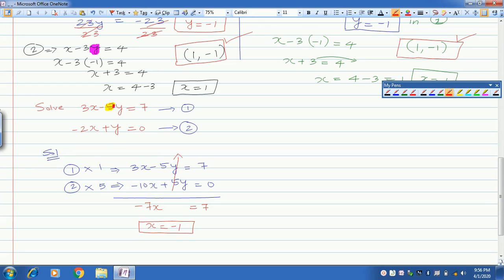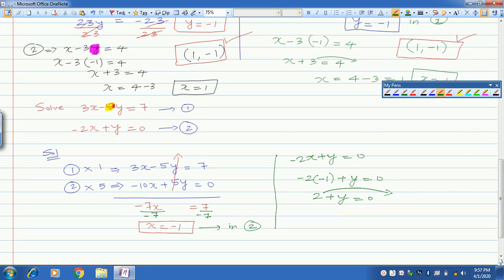Divide both sides by 7. You will find the value of x. How will you calculate y? Take any one of the equations and substitute the x value. I can substitute in equation 2: minus 2x plus y is equal to 0. Minus 2, x value I know, and y value I have to calculate. This is minus into minus, plus 2, y is equal to, bring that to the other side. There will be a change in sign. y is equal to minus 2.